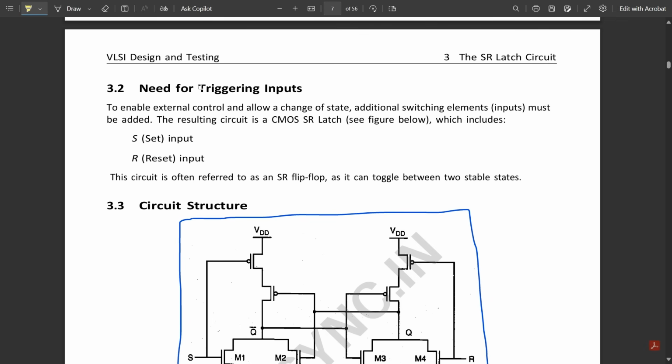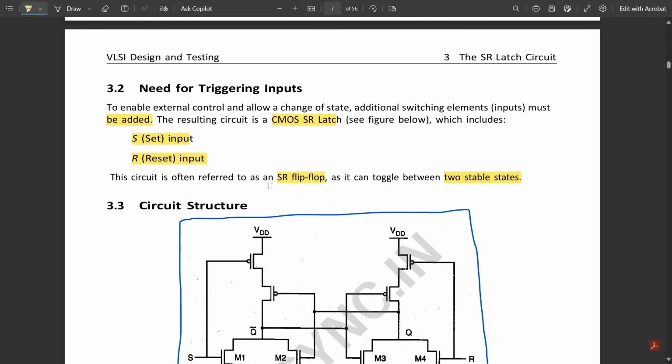To enable triggering inputs, external control, and allow the change of state, additional switching elements, that is inputs, must be added. Okay, that is some external connections, that is the source of inputs must be added. The resulting circuit is a CMOS SR latch, which includes two inputs, one is set input and one is reset input. The circuit is often referred to as an SR flip-flop, as it can toggle between two stable states.